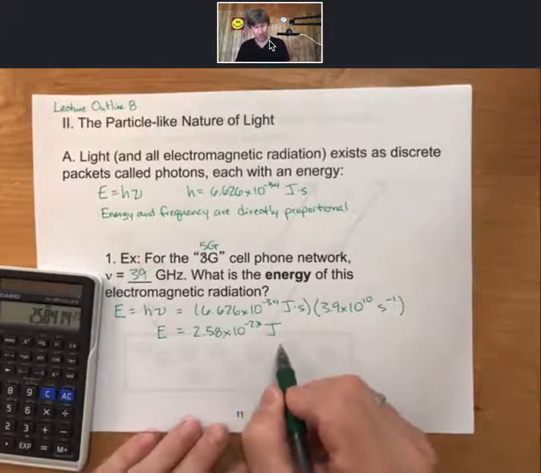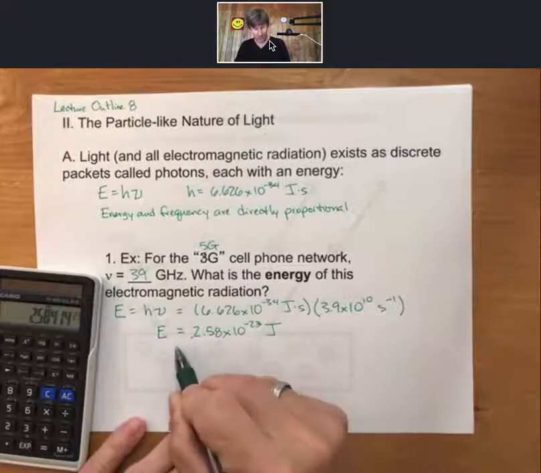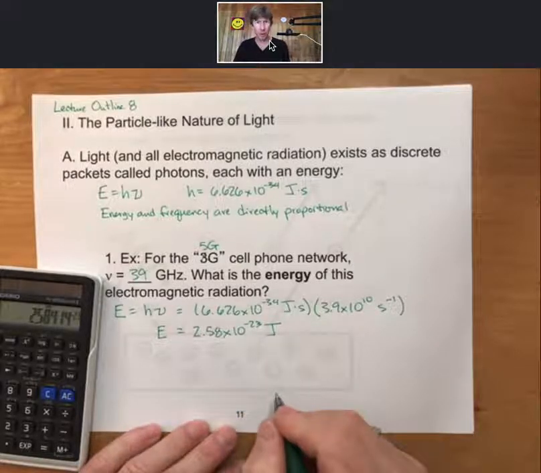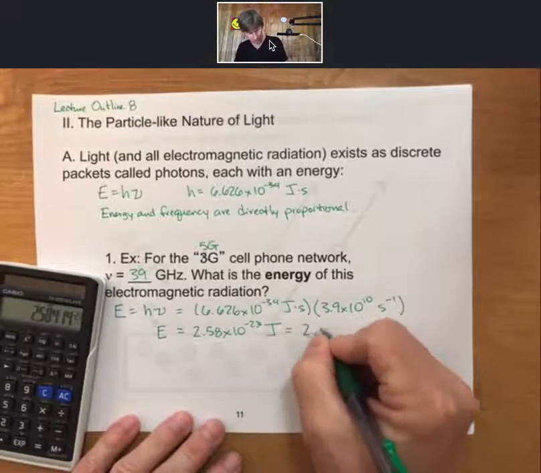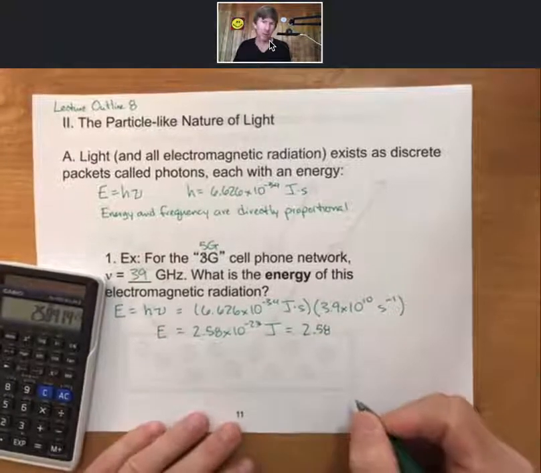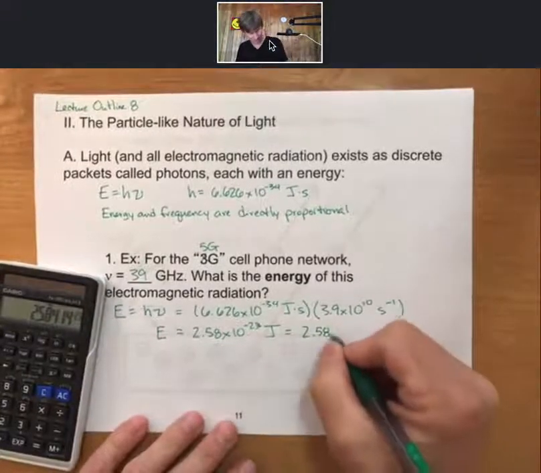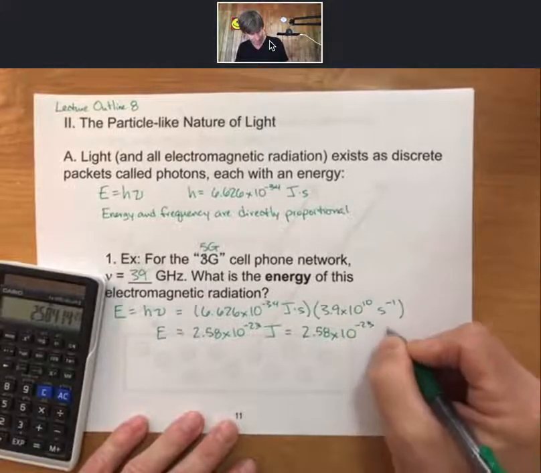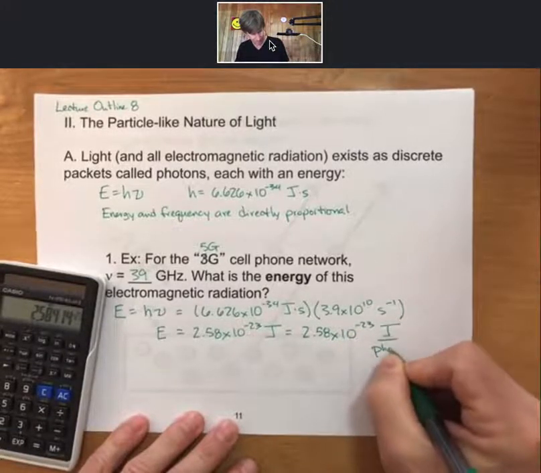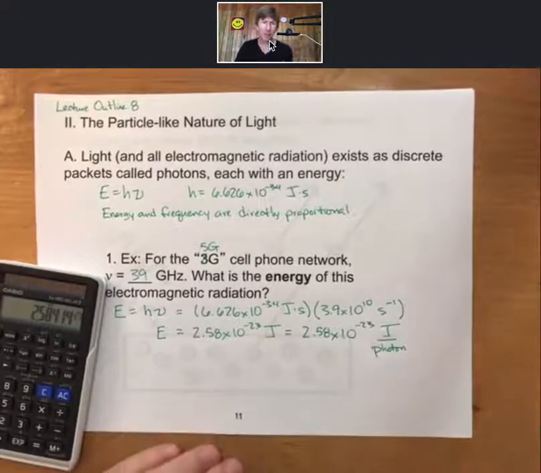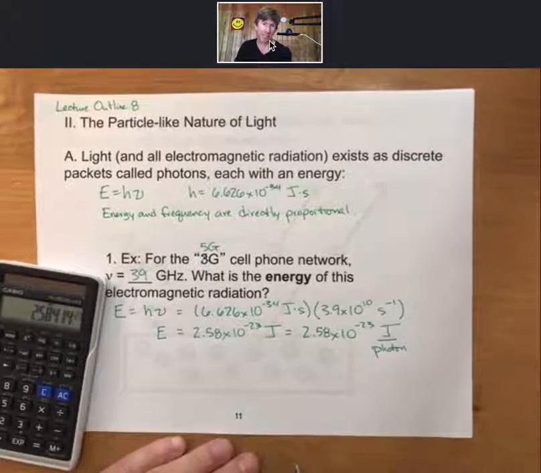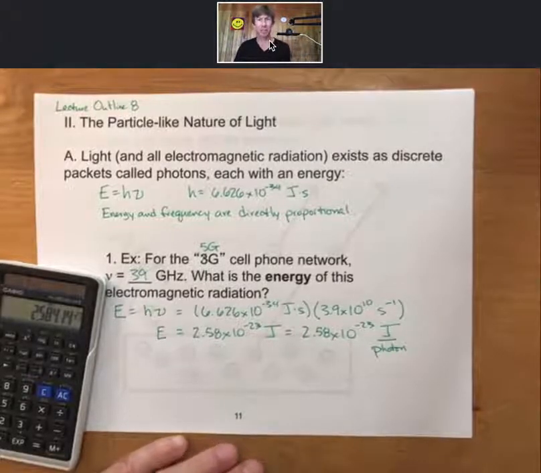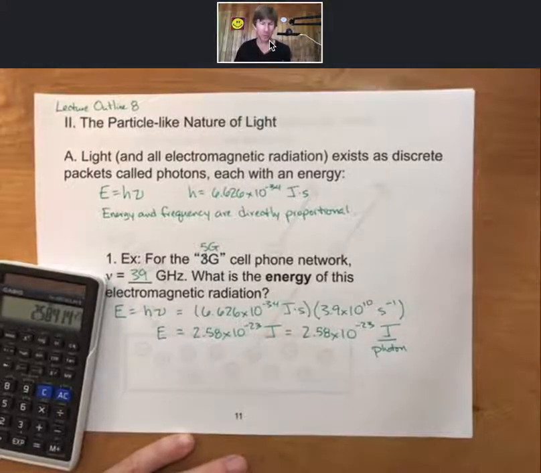Let's talk for a minute about units here. The equation gives you units of joules. Since this calculation is done for a single photon, we can also add units of photons, or per photon in this case, because this is the energy of a single photon. It is joules per photon.